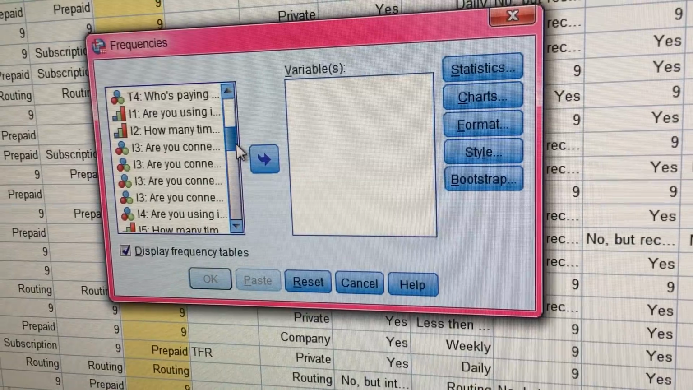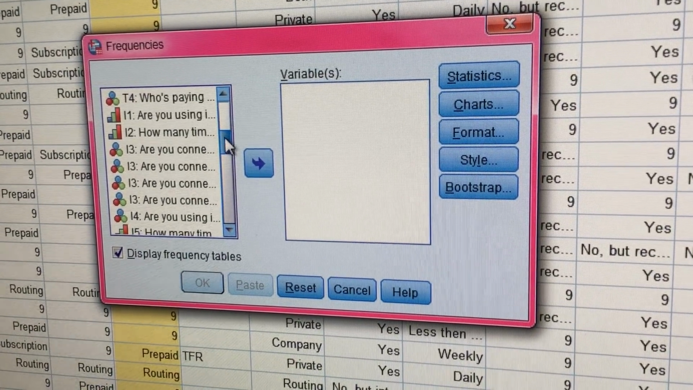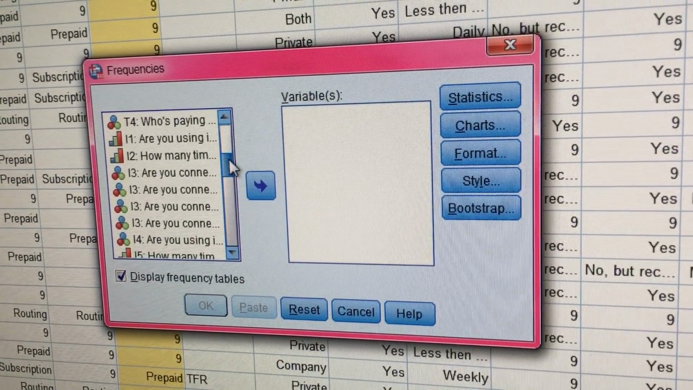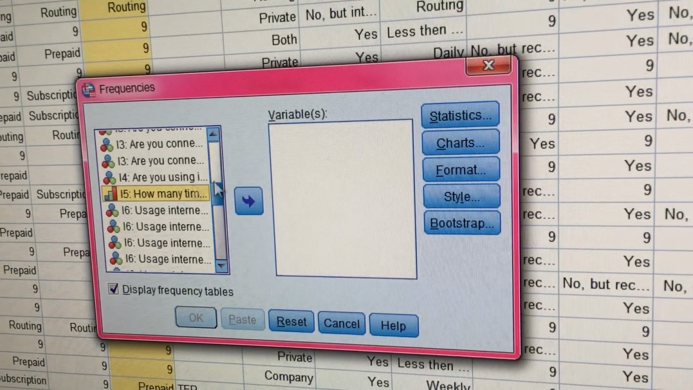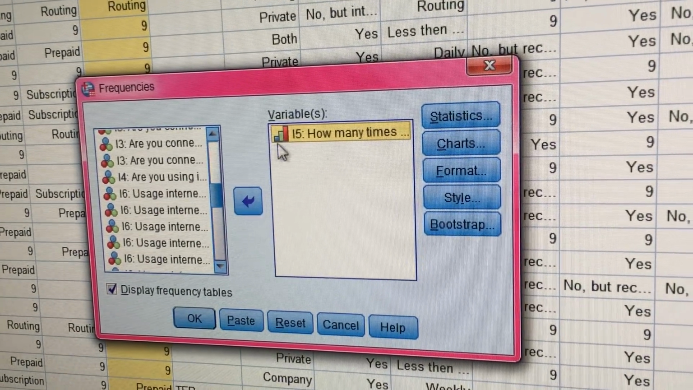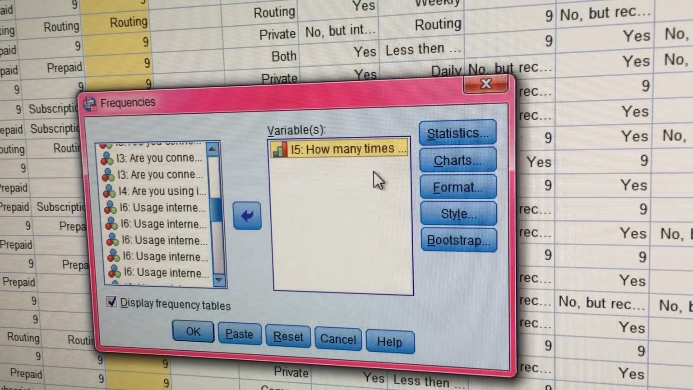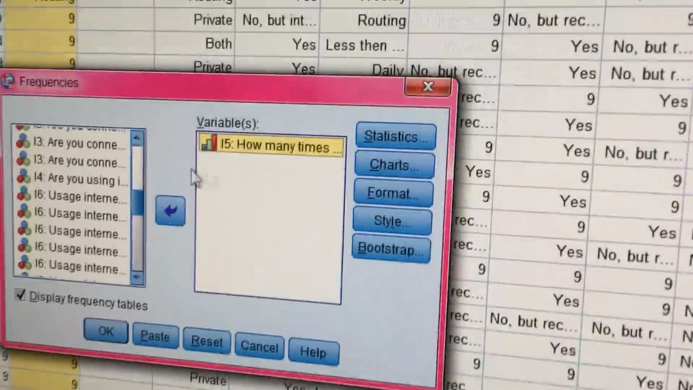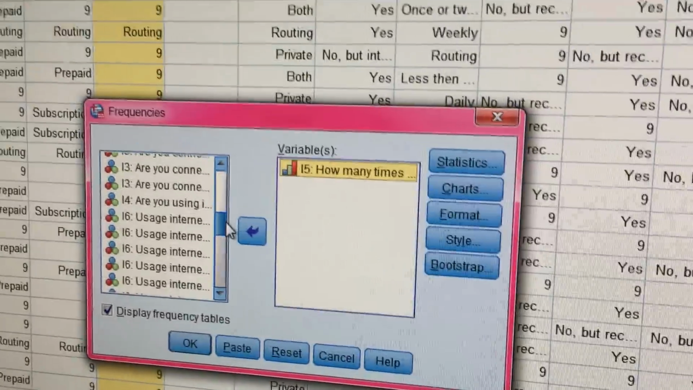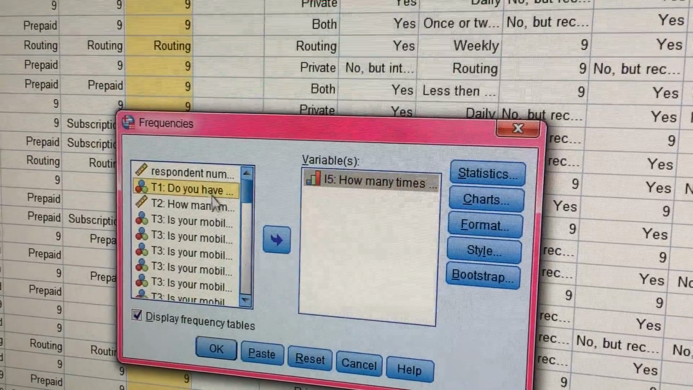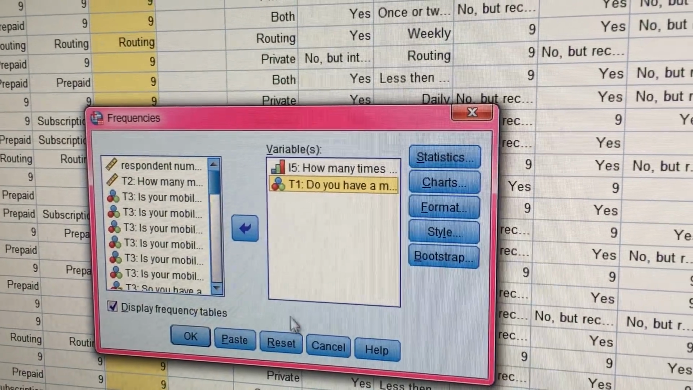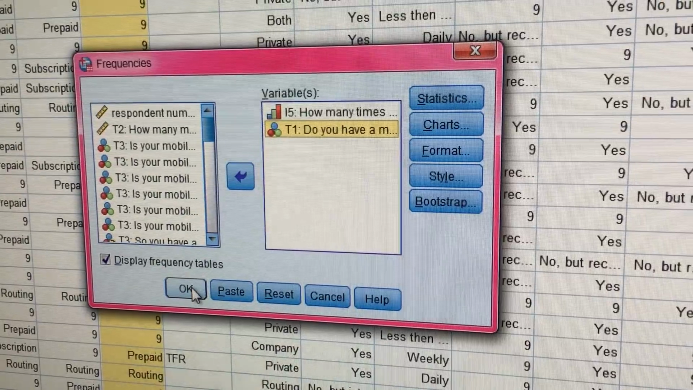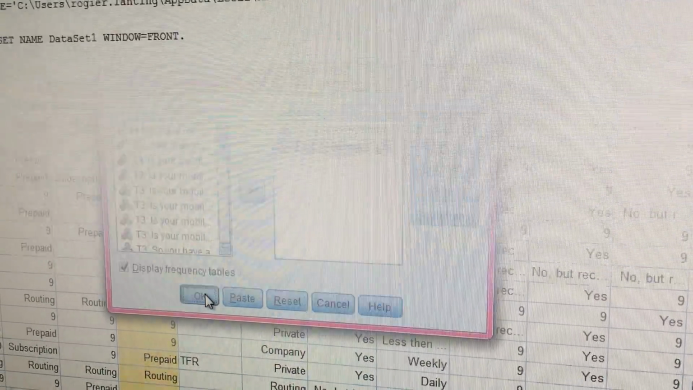Let's see about how many times. How many times? Let's put it in the variable box. And go to the really top. Easy. And one of the yes and no's, maybe from the top. Where? Up here I see yes and no's. Oh yeah. It's always a good way to start. Frequencies. We have two variables now. Display the tables.